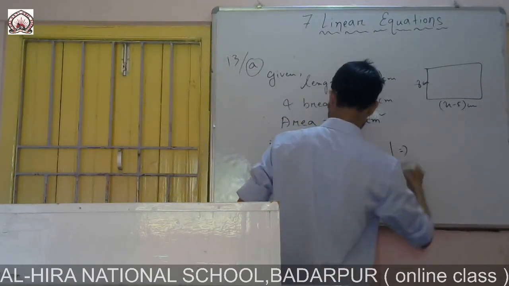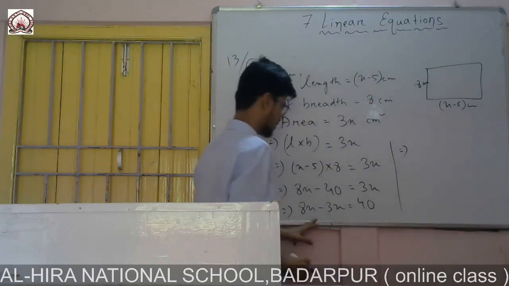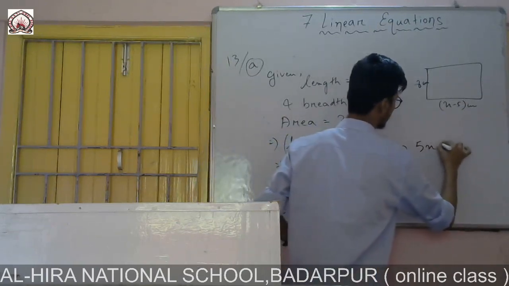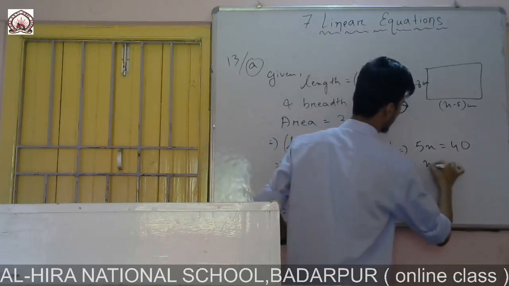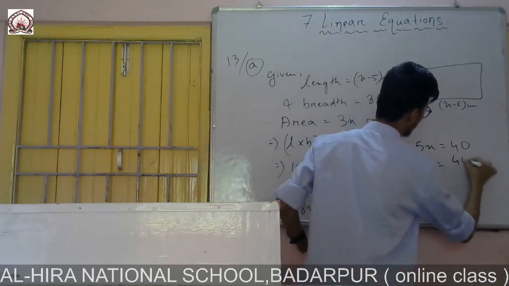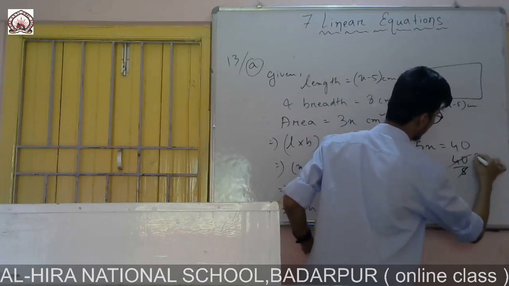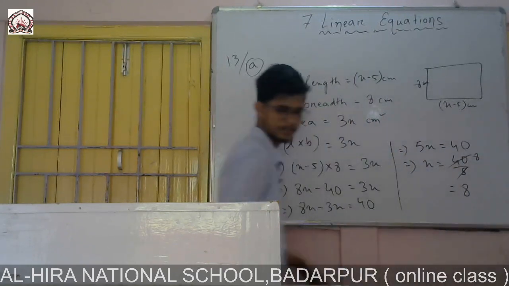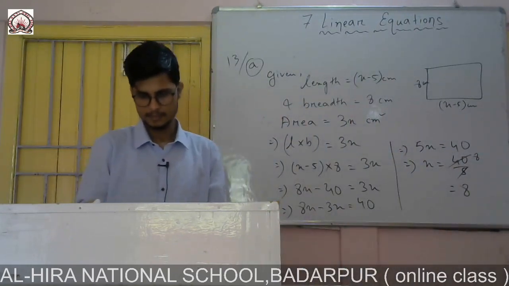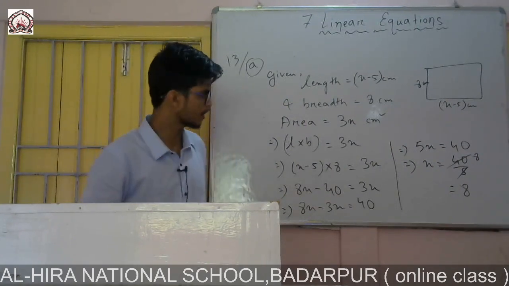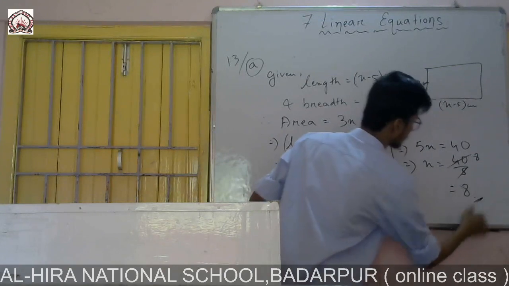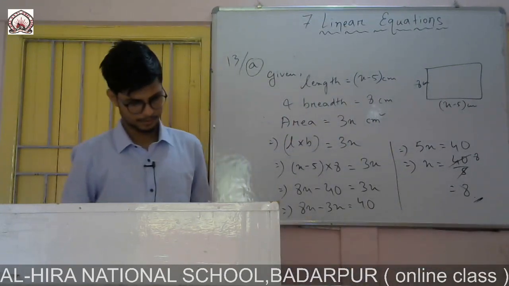So implies 8x minus 3x, 5x equals to 40, x equals to 40 by 5, 5 8s are 40. So if I cancel, it will be 8. So the value of x is 8. Now the question is to find the value of x. So here it is, the value of x is 8.